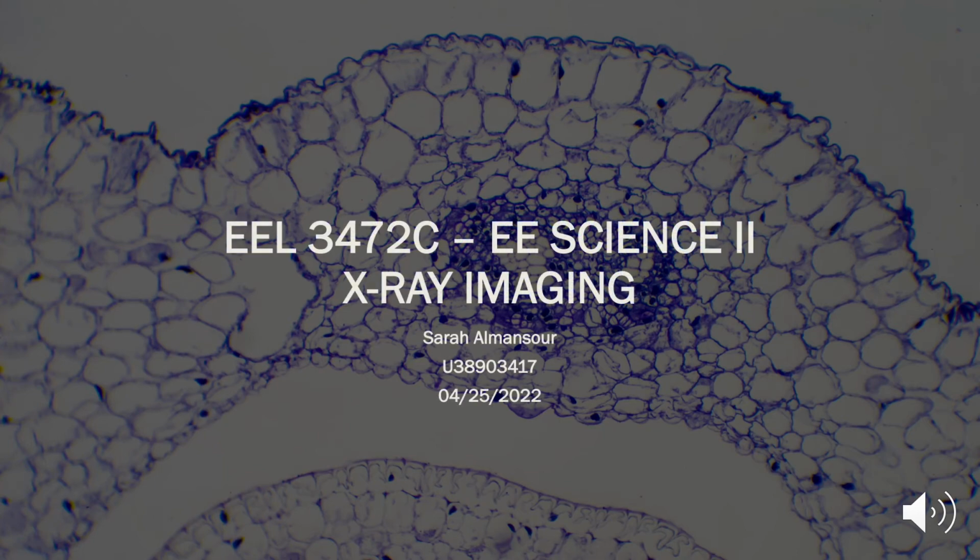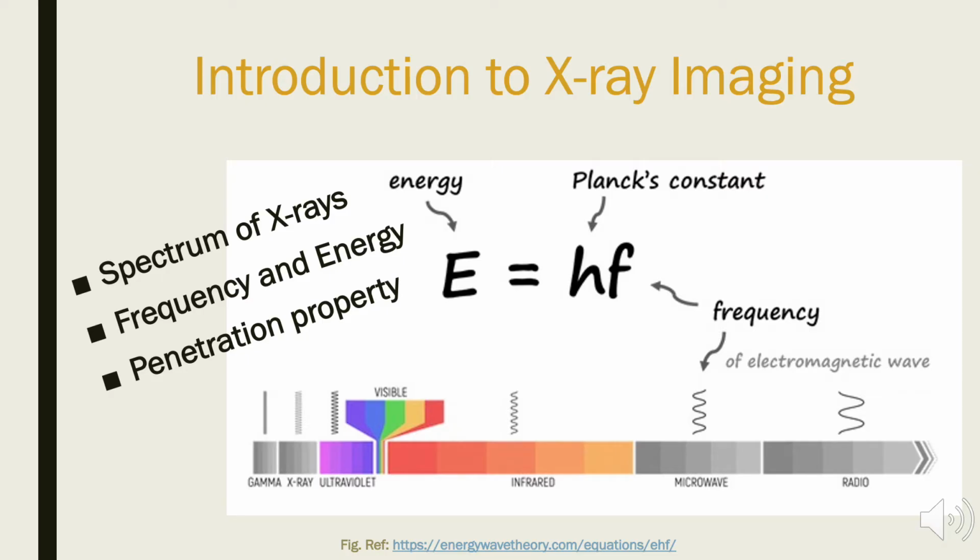Welcome to my presentation. Today's topic is going to be about X-ray imaging. Here, I'm going to talk about the spectrum of X-rays, frequency and energy penetration property. First off, I'm going to start with X-ray. X-rays are located in a band gap in the electromagnetic spectrum that precedes gamma rays and comes after ultraviolet rays.